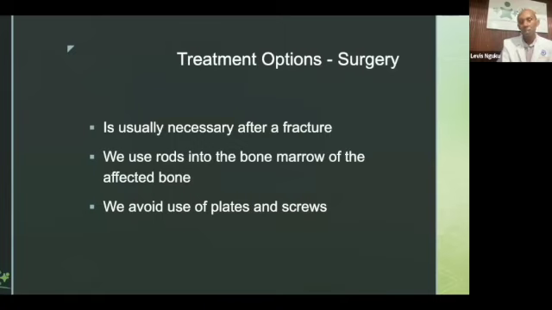The third option is usually surgery, among the things that we end up doing for osteogenesis imperfecta. It's common after any fracture. Sometimes we'll also be doing it not because of a fracture, but because there's a deformity that has occurred because of recurrent fractures in the past. We tend to use rods, and I'll be showing you a picture in a minute or so, which are driven into the bone marrow of the affected bone. And we tend to avoid plates and screws.